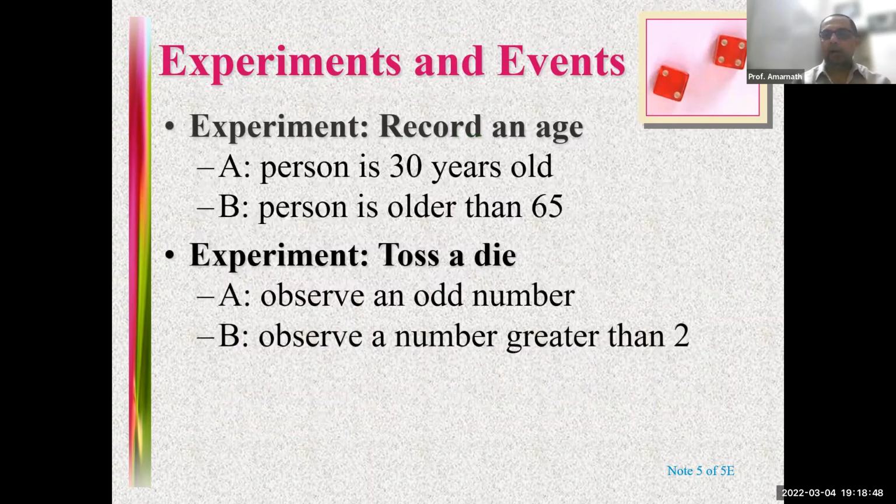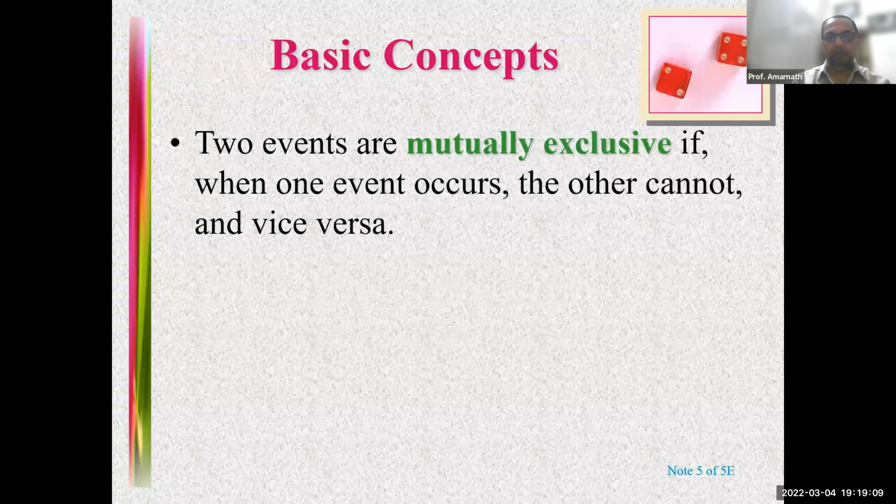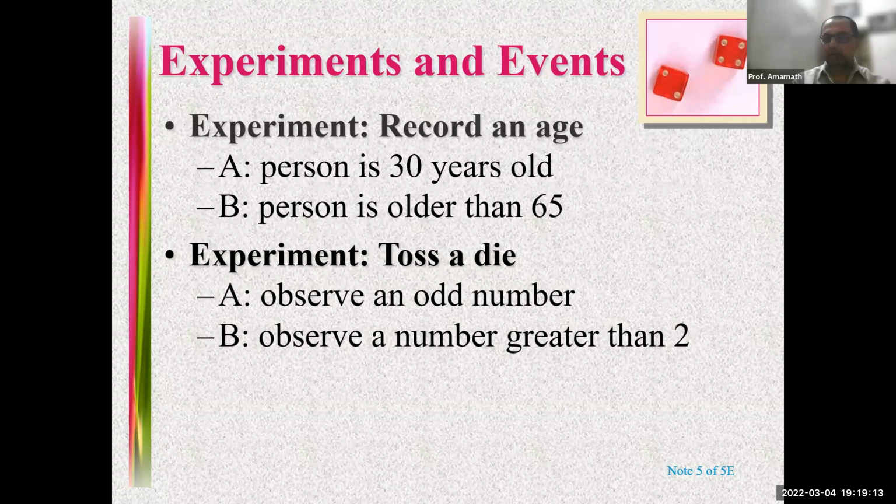Experiment means I record an age. So a person is 30 years old, a person is older than 65. So one more experiment. When I toss a die, observe an odd number, observe a number greater than 2. So everything is quite true here. So this is an experiment. Whatever A and B is an event in that.